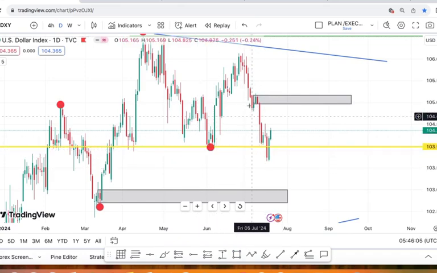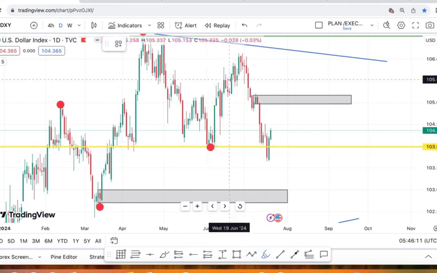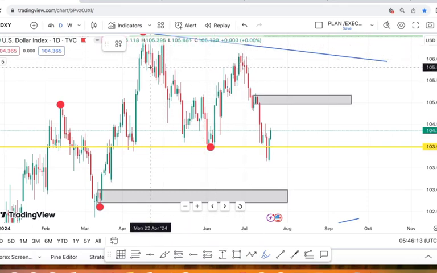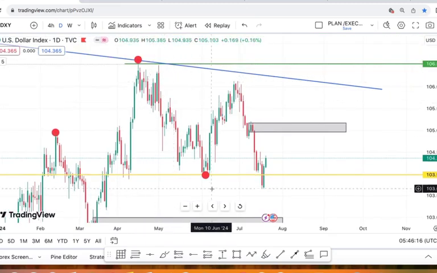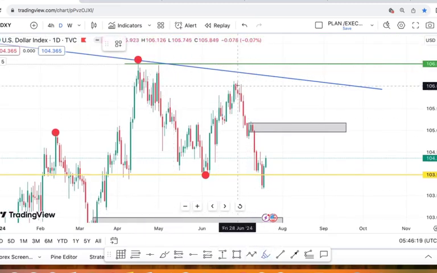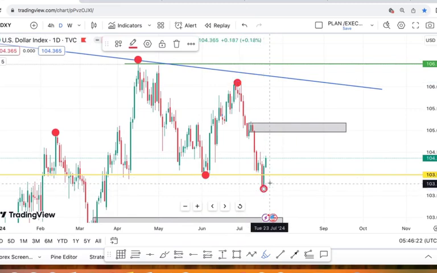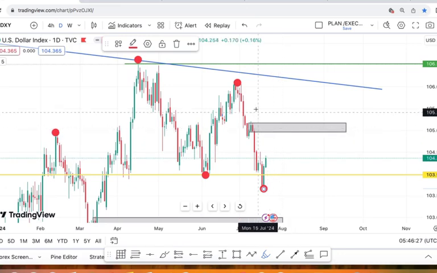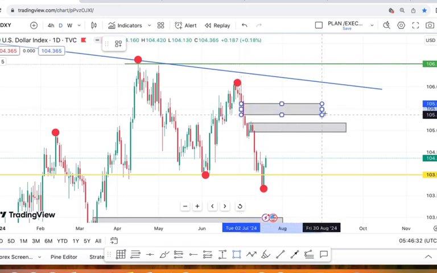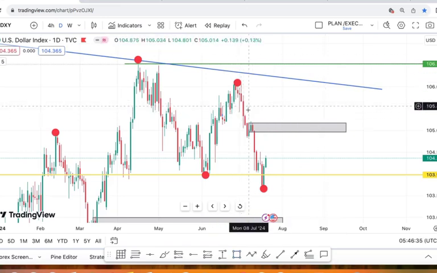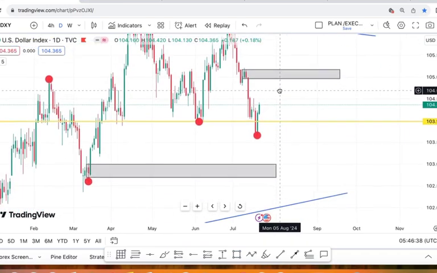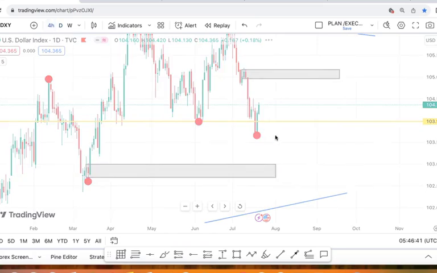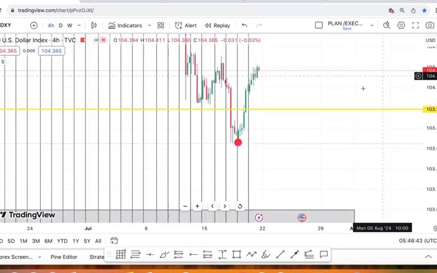So this can be regarded as a break of structure now, since this low refused to give us a swing high, breaking this other high here. So we are regarding this as a high and a low now moving forward. So we expected price to react from this supply zone, or probably in this fair value gap. Let's move into the 4-hour time frame and see what the data is talking about here.